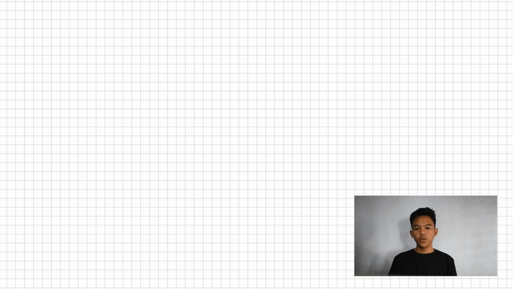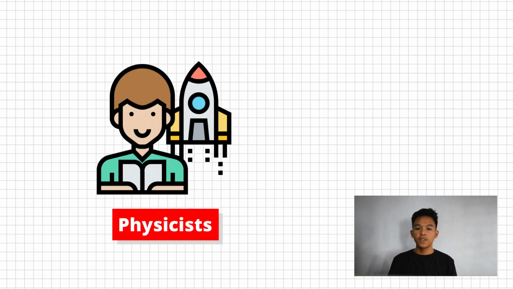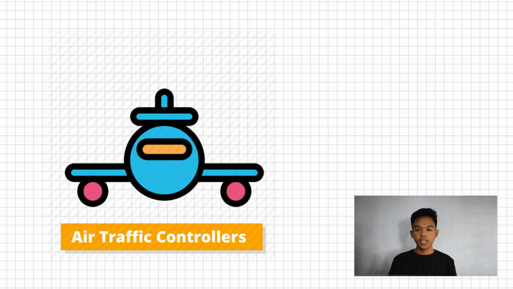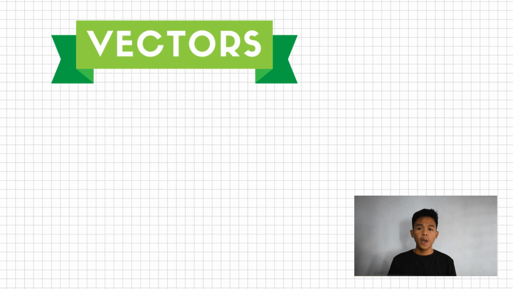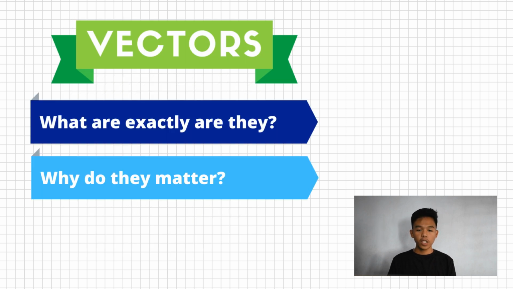We come into contact with many physical quantities in the natural world on a daily basis. Physicists, air traffic controllers, and video game creators all have the same thing in common: vectors. What exactly are they and why do they matter?